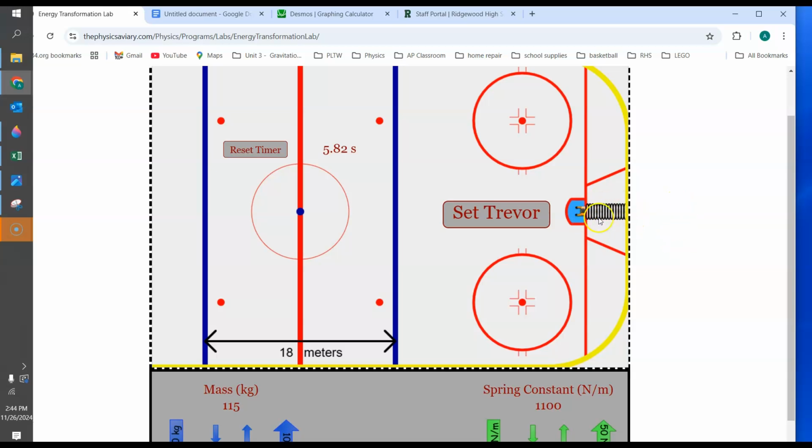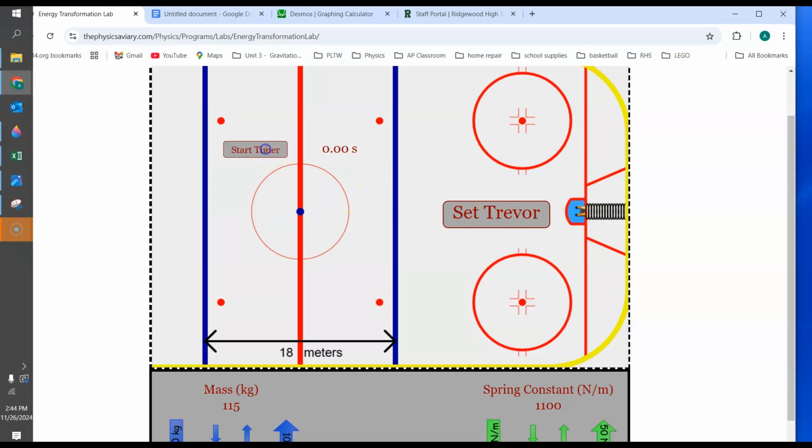We've got a spring over here that is currently in its relaxed natural length state. And there's a little person that's going to be launched by the spring and is going to head across this blue line and across this blue line, and that's 18 meters. And this is considered a frictionless surface. So energy is being conserved by our system here, our system consisting of the spring and the person being launched.